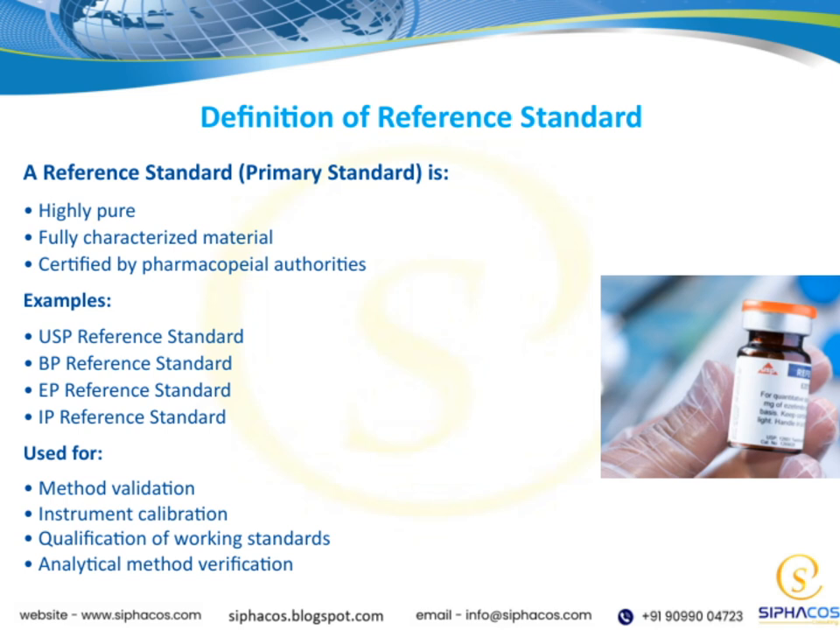A reference standard, also known as a primary standard, is a crucial element in our analytical processes. It's a material that is highly pure, meaning it contains very minimal impurities, ensuring accuracy in our measurements. It is fully characterized, so we know its properties in detail, which helps us establish reliable benchmarks. Additionally, it is certified by recognized pharmacopoeial authorities, giving us confidence in its quality and traceability. Some common examples of reference standards include those from USP, BP, EP, and IP.